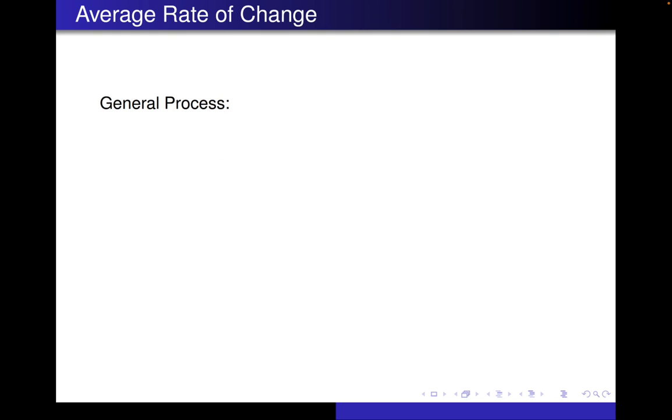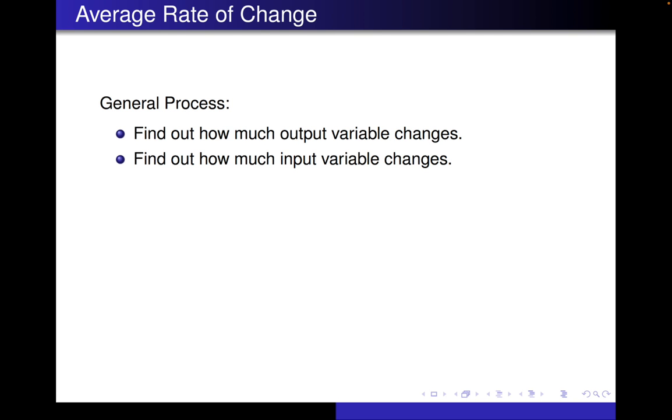So if we look at this average rate of change, the first thing I want to note is that it was quite helpful in solving both of those problems, and the process that we used in each problem was more or less the same. We find out how much the output variable changes, right? That becomes our numerator. We figure out how much the input variable changes, that becomes our denominator, and then we divide the two. We divide the change in output by the change of input.